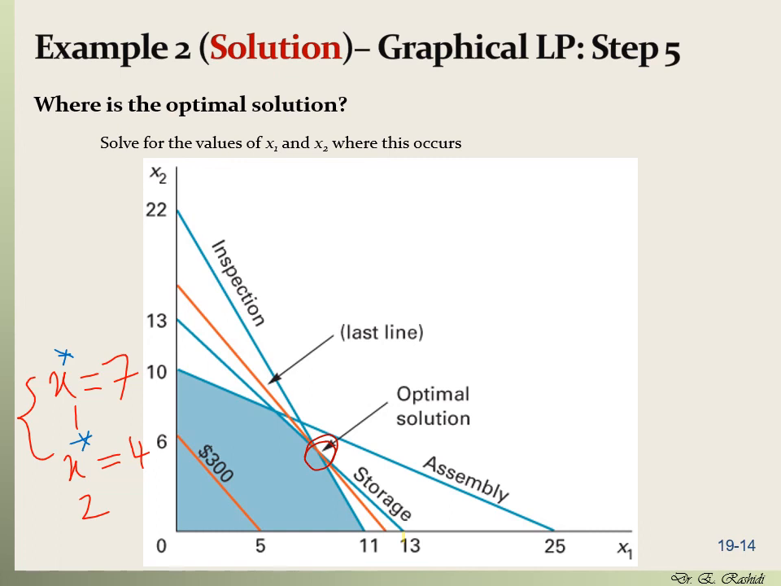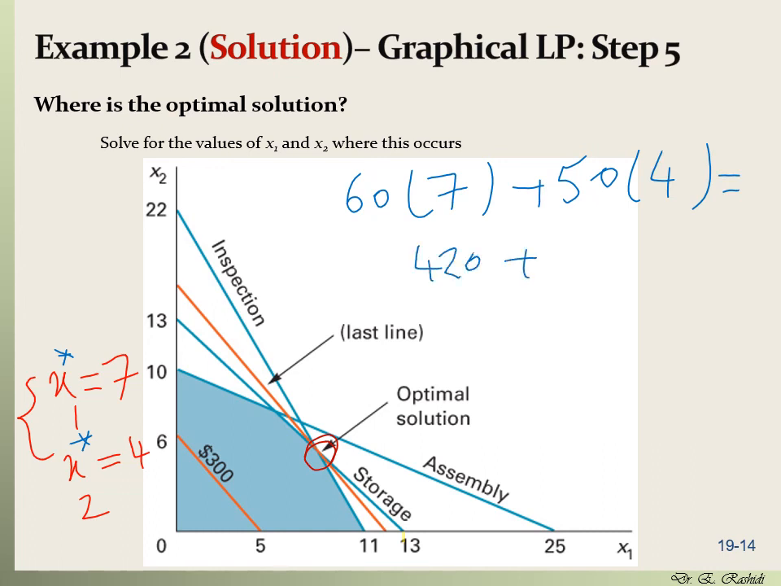The maximum profit would be equal to 60 multiplied by x1 star, which is 9, plus 50 multiplied by x2 star, which is 4, and this is equal to 540 plus 200, which is equal to 740. So the maximum profit is $740. That's the maximum profit that this company can have.